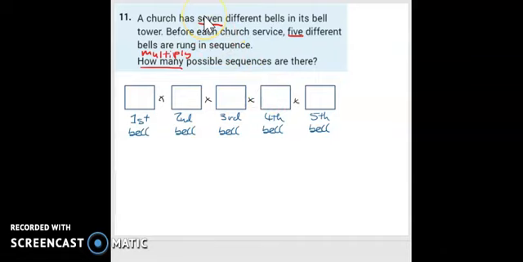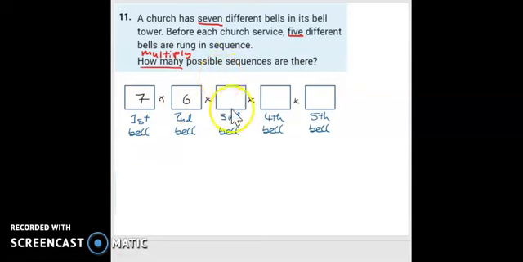So there's 7 bells to choose from, but only 5 bells actually get rung before the church service. So for the first bell, we have a choice of 7 bells. Now it specifically says in the question that 5 different bells are rung in a sequence. So whatever bell we used for the first bell, we can no longer choose that one. So if there was 7 to begin with, we've used 1, 7 take away 1 leaves us with 6 bells to choose from for the second bell. Because remember, they must be 5 different bells that are rung. So we've 6 bells to choose from for the second bell.